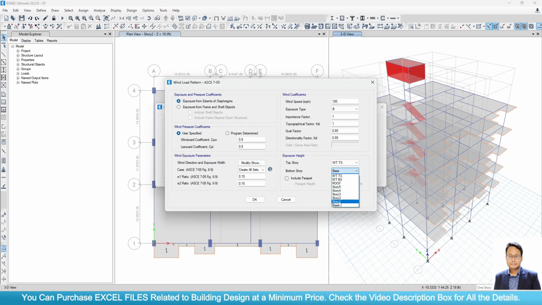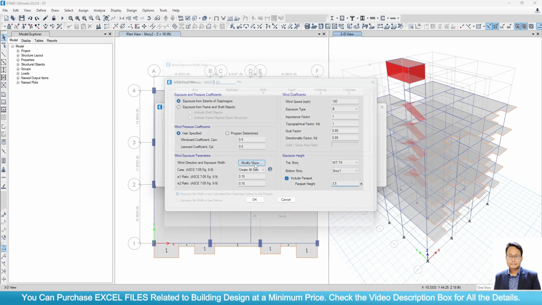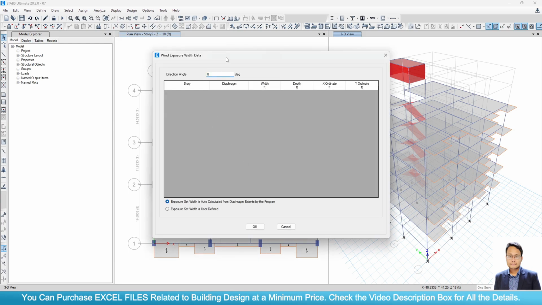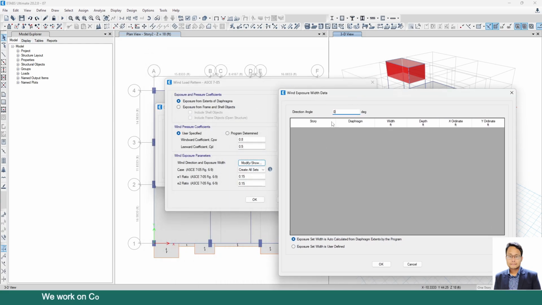Bottom story height, we have to select story 1 to water tank top slab, include parapet, take the height 3.5. Here in wind direction, I am using 0 degree for wind X, but for wind Y we have to use 90 degree.